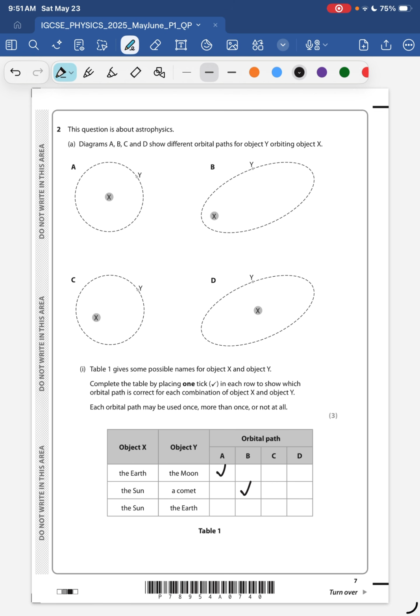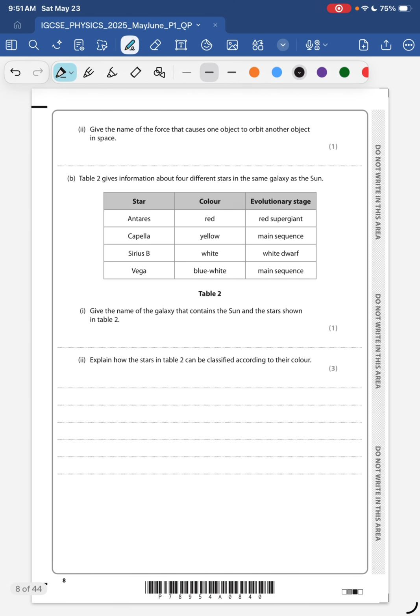and then the other combination is the Sun and the Earth. That's going to be orbit A. It's very similar to the orbit of the Moon around the Earth. It's almost circular, okay? All right, so let's move on. Part 2. Give the name of the force that causes one object to orbit another object in space. So that's the gravitational force, of course. So let's write that down. Gravitational force. Okay.